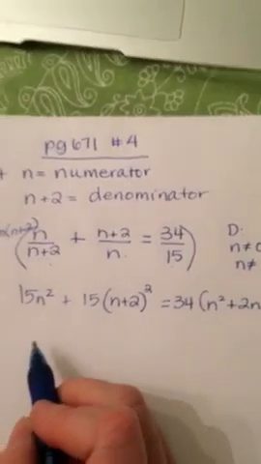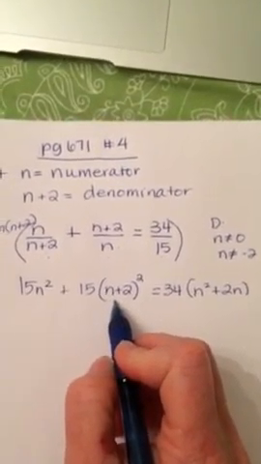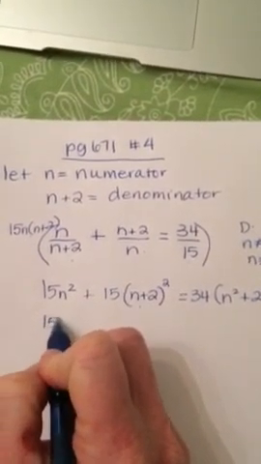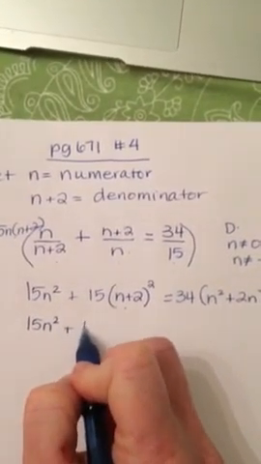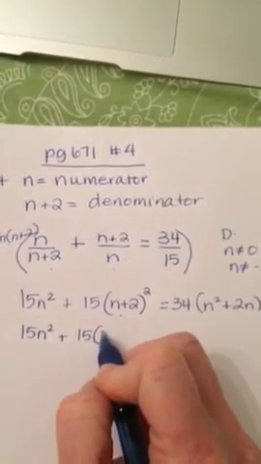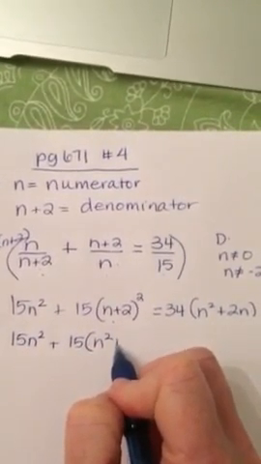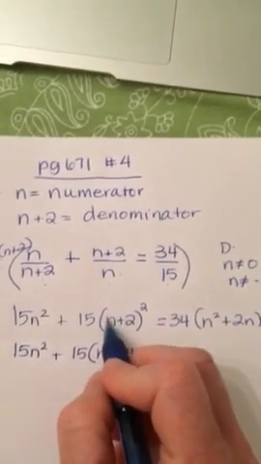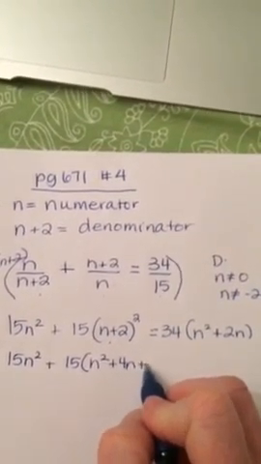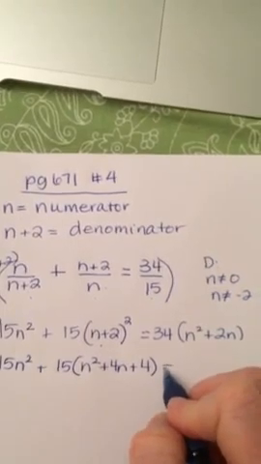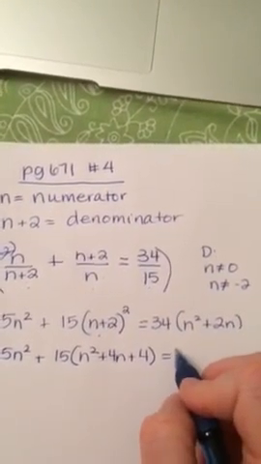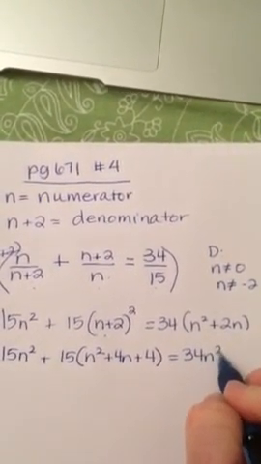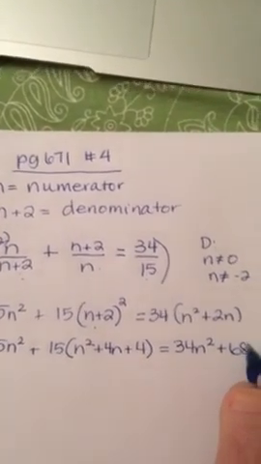Okay, so let me stand up so I can see this a little better. All right, so now I need to FOIL this. So I'm going to get 15n squared plus 15 times square the first term, double the inside product, so 2 times n, and then double it, and then square the last term, equals, and I'm going to distribute my 34. So 34n squared plus 68n. All right, we're getting there.